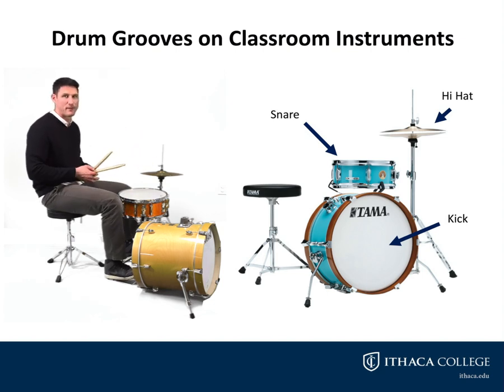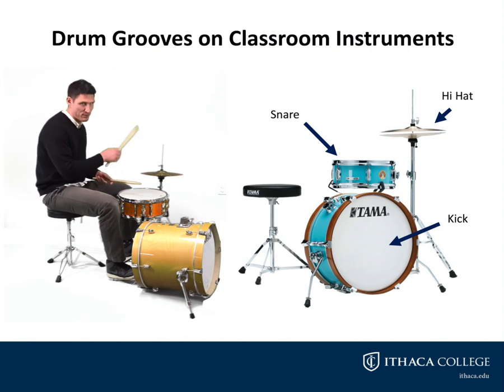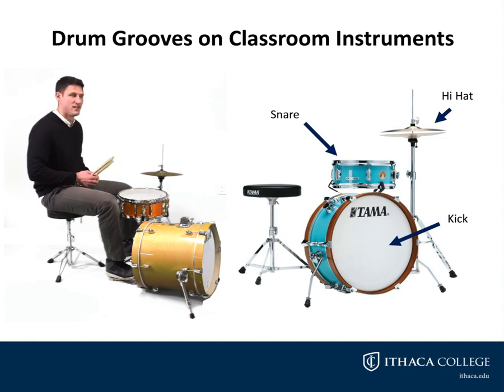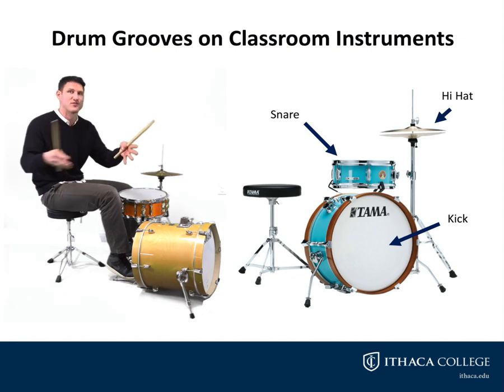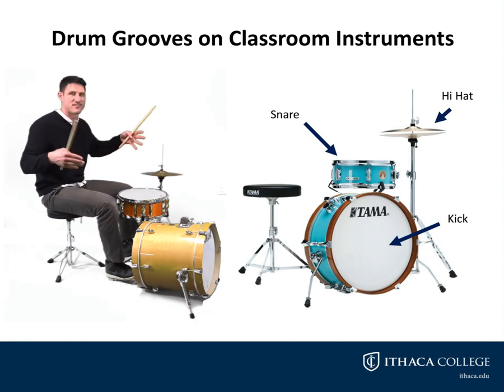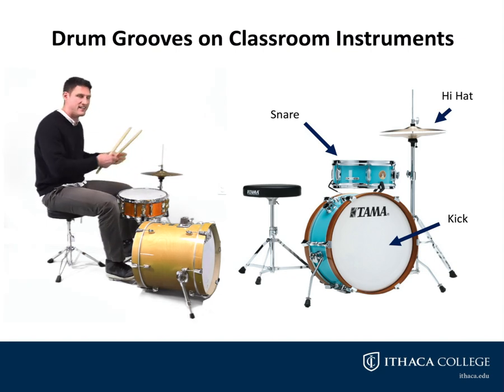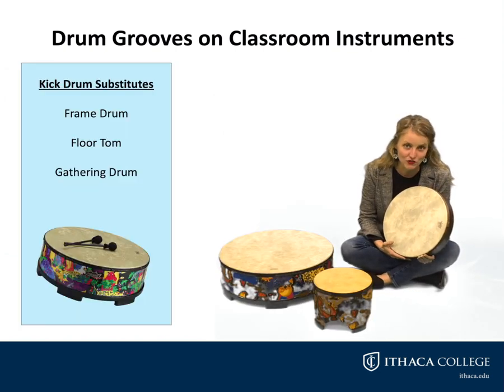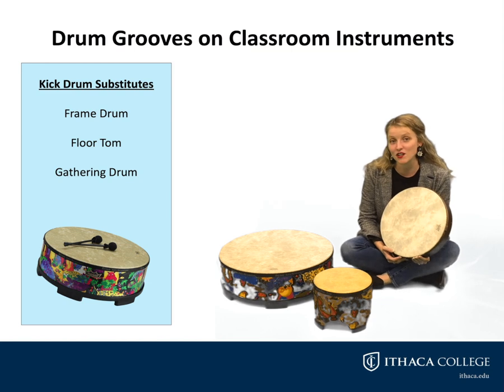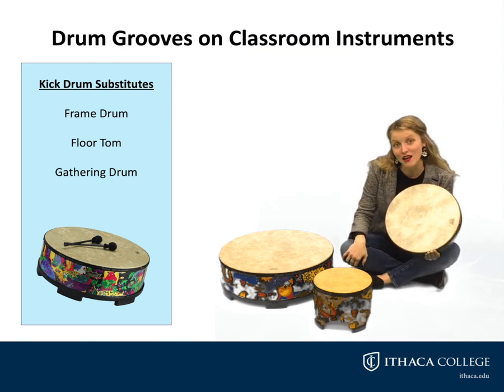So one student could play the bass drum, kick drum, while another student could play hi-hat and another play the snare. You could even have groups around the room with the kick drum and similar classroom instruments grouped together, the snare drum and similar classroom instruments together, and the hi-hat in separate sections. If you don't have a drum kit in your classroom, you can approximate the same sounds using the classroom instruments that you might have around.